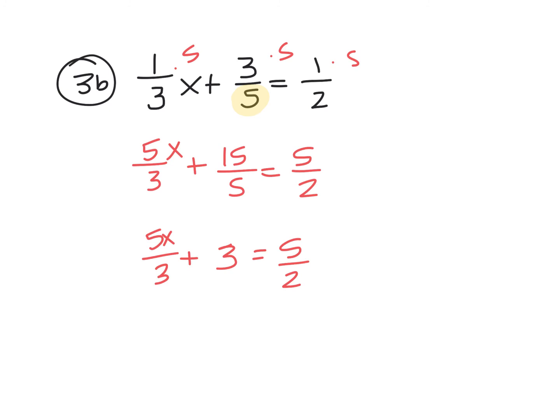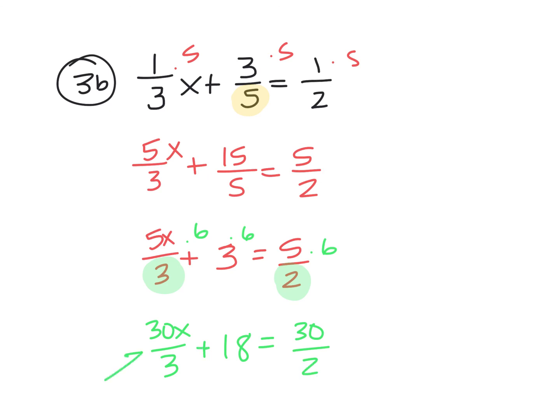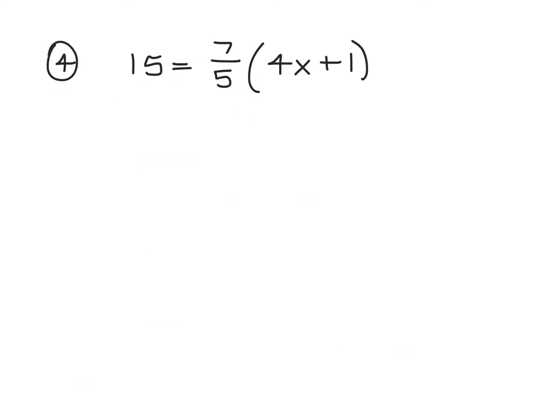So one thing that you can do, instead of multiplying by the largest, you can just multiply multiple times, or you can multiply by the least common multiple of all those. So like here, if I have 3 and 2 left, I can just multiply everything by 6, and that'll take care of it more quickly. Let me write that out just so you have it. This is going to be 30x over 3 plus 18 equals 30 over 2, which works well because 30 does divide by 3 and 30 does divide by 2. All right, let's go look at our next example.